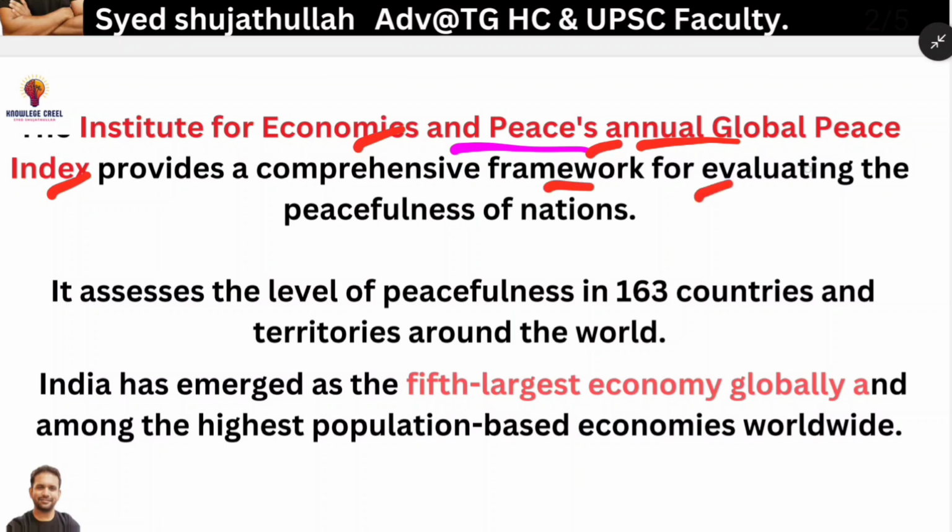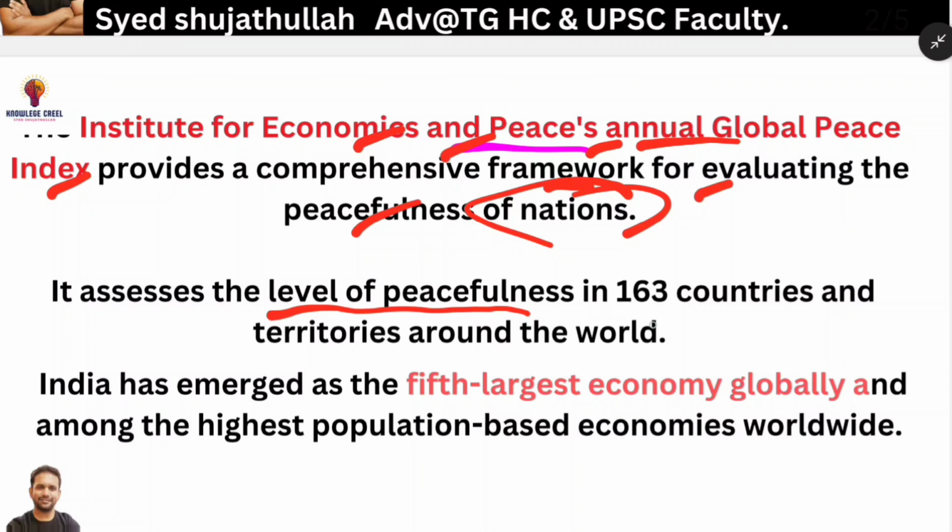They provide a comprehensive framework for evaluating the peacefulness of nations. Peacefulness means there should not be any civil war like in Syria, and no war with other countries like what is happening between Palestine and Israel and also Russia and Ukraine. Peacefulness also means how the society has been organized, with no conflict within a region or between regions. All this makes a country peaceful. The safety of the people is also one of the characteristics. So this index tells us which country is more peaceful than another.